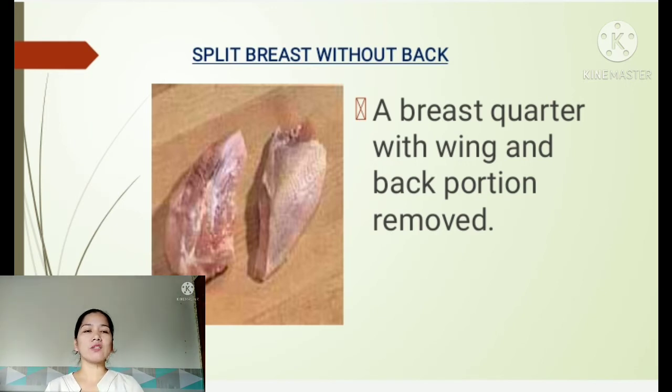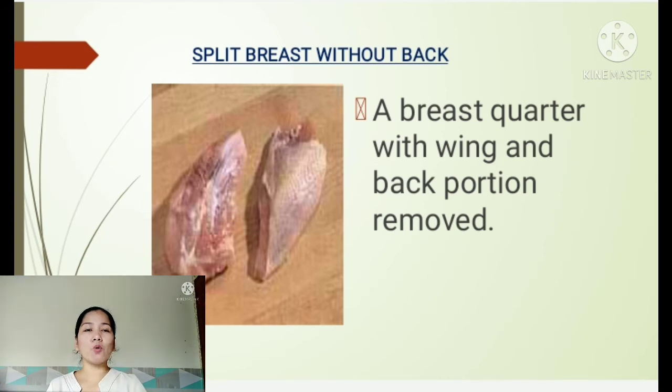A breast quarter with wing and back portion removed. Ito na yung purong pitsu, purong laman. A breast quarter with wings and back removed. Meron na lamang siyang maliit na buto, yung tinatawag nating breast bone. Ang breast bone sa science ay, ano lang ang tawag natin sa breast bone?